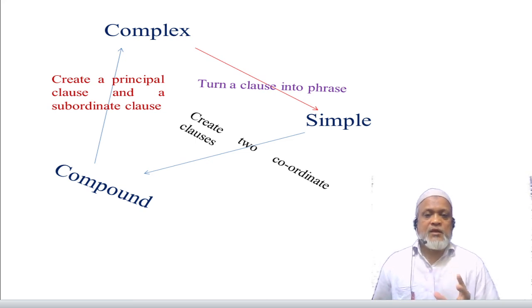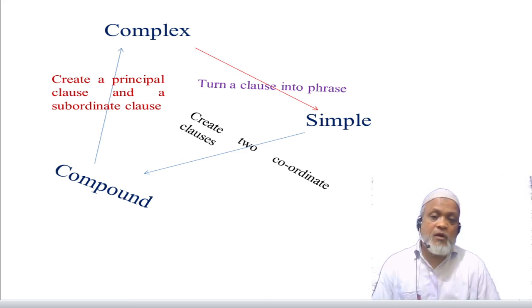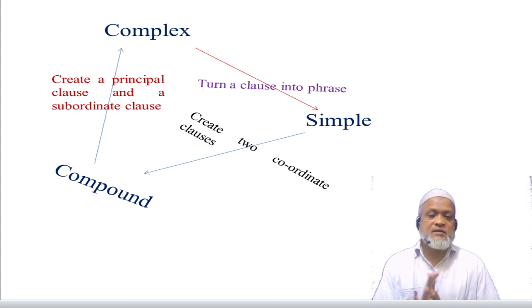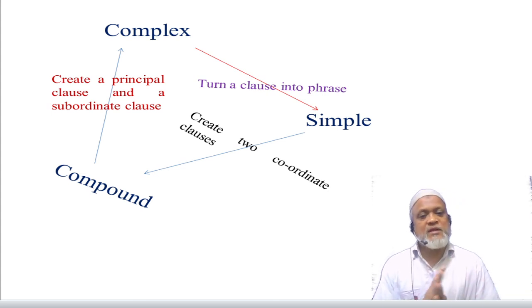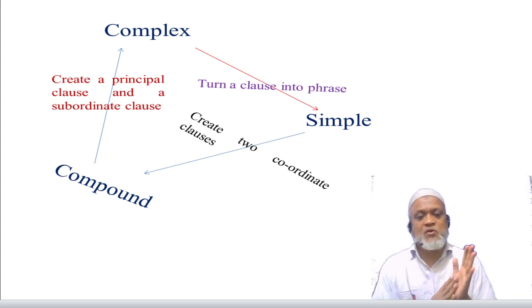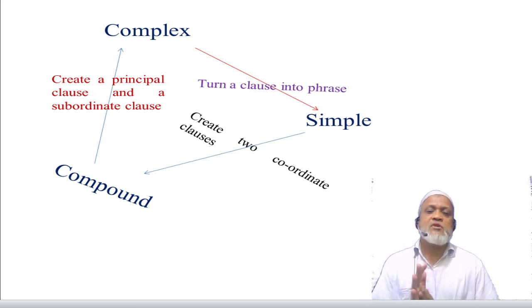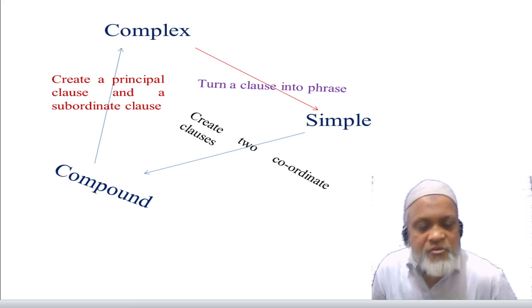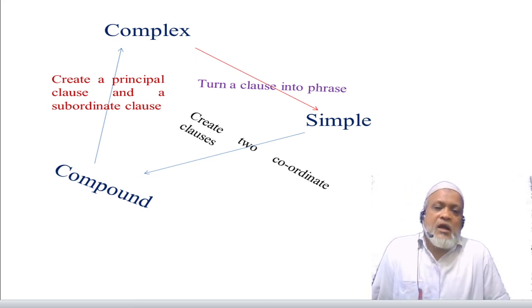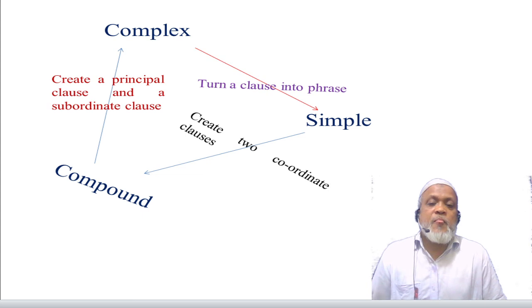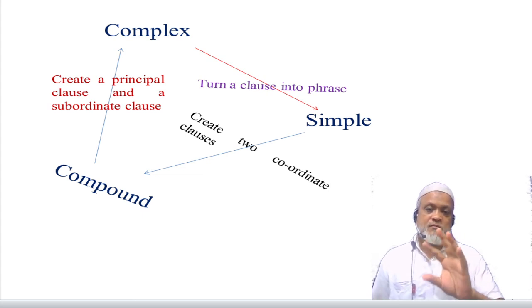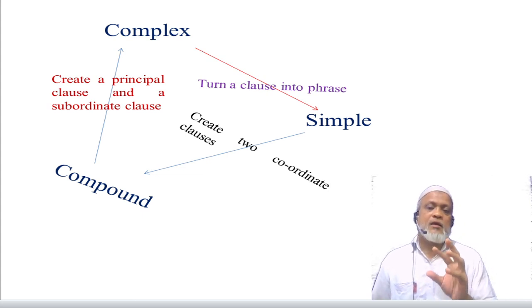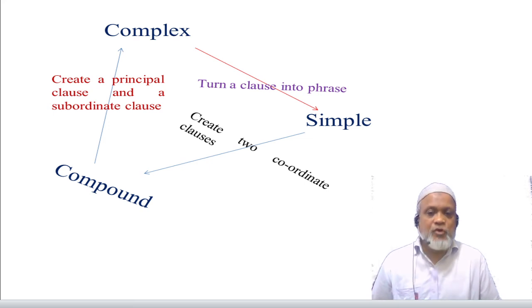In this way, we can change a simple sentence to compound, a simple sentence to complex, a complex sentence to simple, a complex sentence to compound, a compound sentence to simple, and a compound sentence to complex. This is the gist. If you can remember this circle, it will be helpful for you in changing simple, complex and compound sentences.